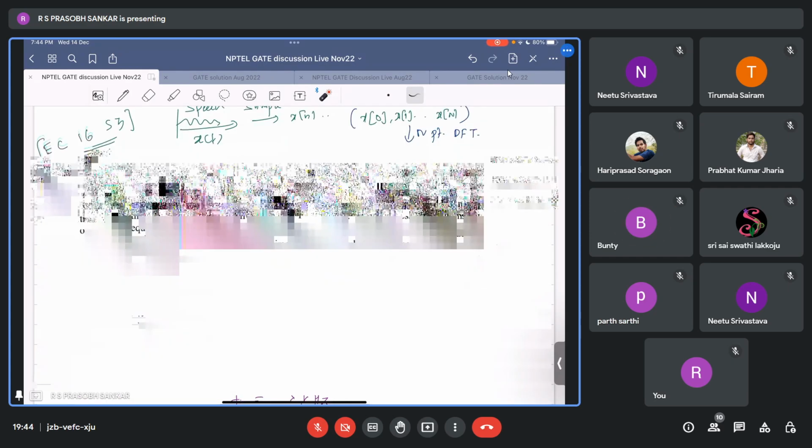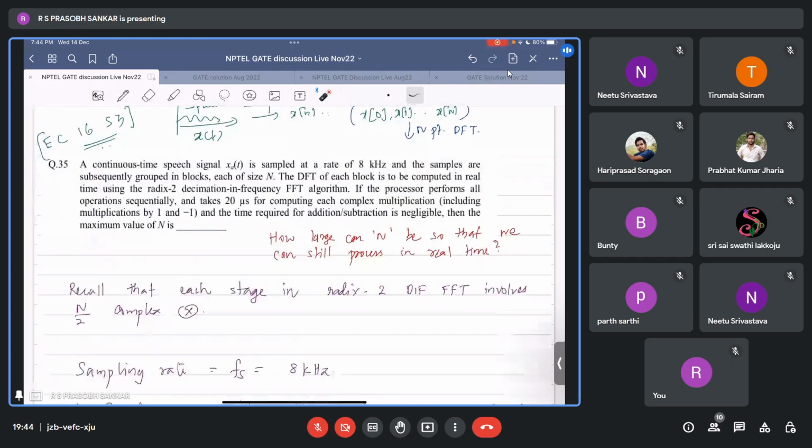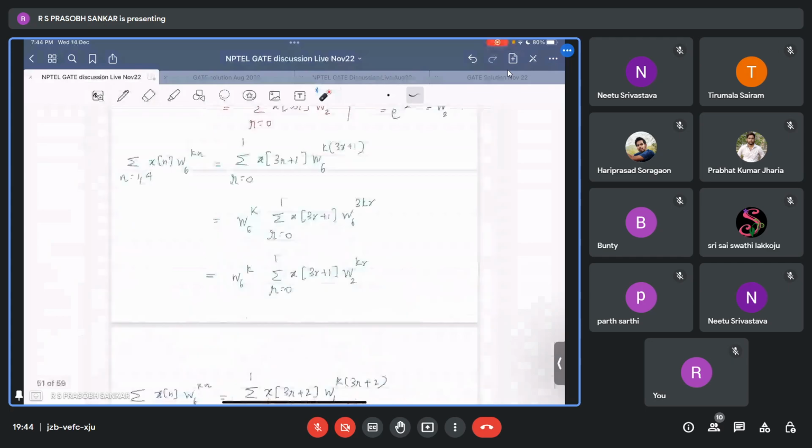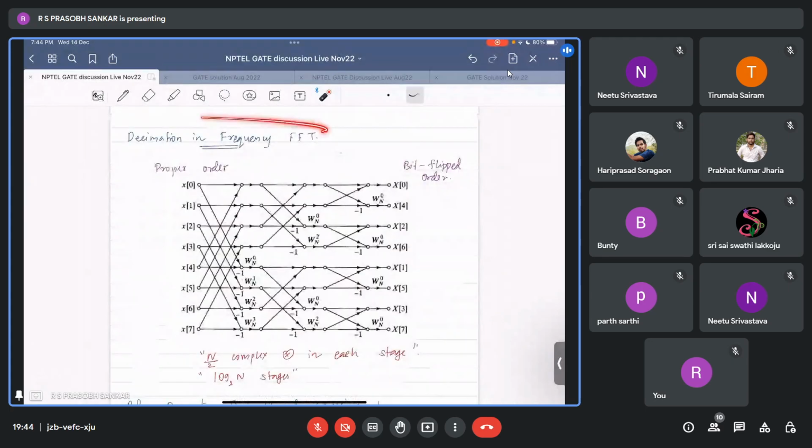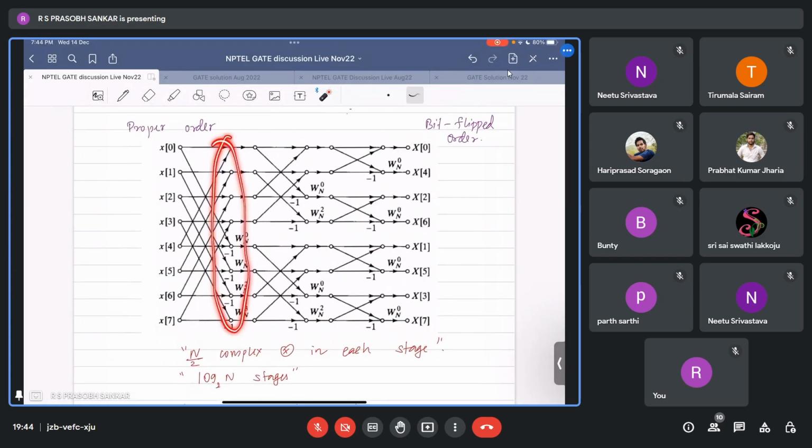So what do we have in each stage of this decimation in frequency FFT algorithm? In each stage, we need N by 2 complex multiplications. This is the key fact. So how are we getting that? If we see the signal flow graph of this decimation in frequency FFT, in each stage, like these are different stages, we need to have N by 2 complex multiplications.